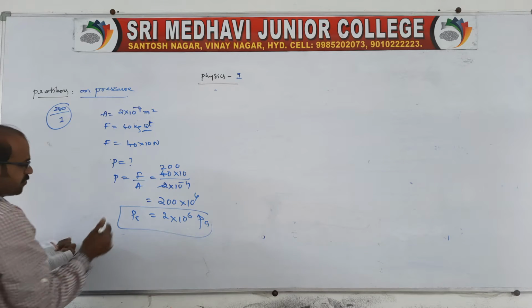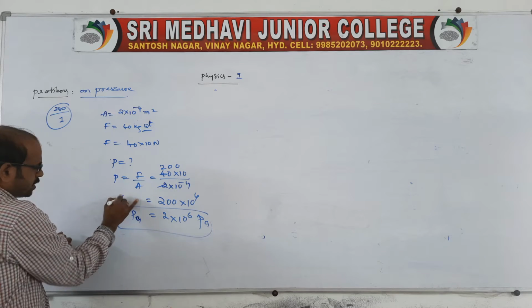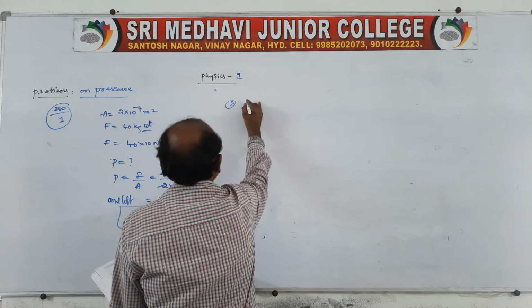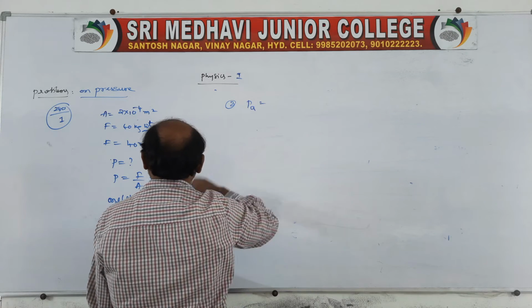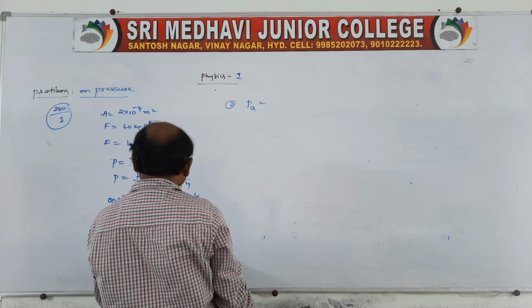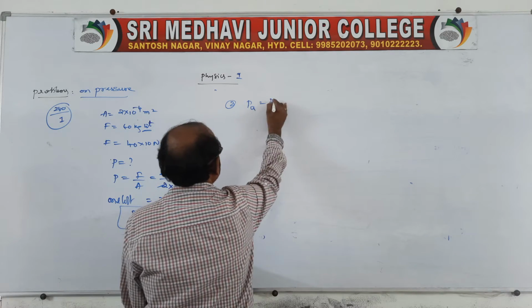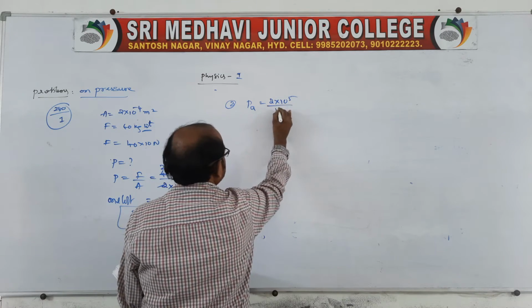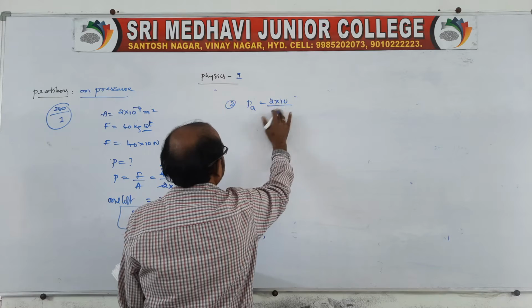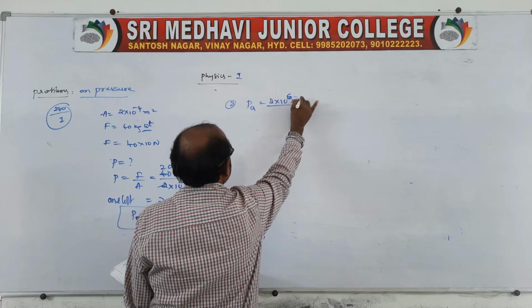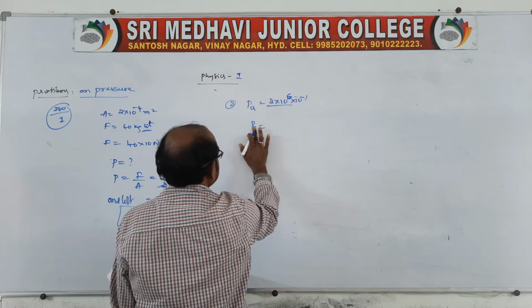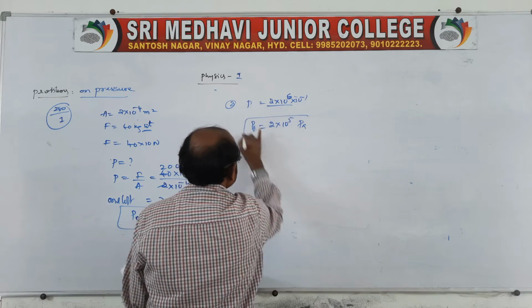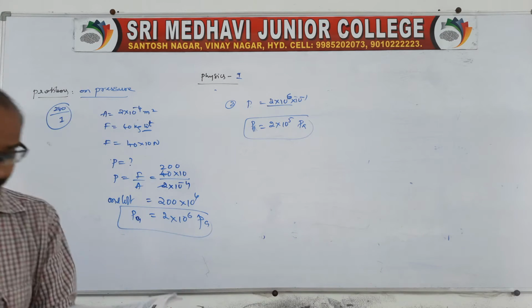This is for one leg. Human bodies have 2 legs, so we take the pressure using 2 legs. We write 2 into 10 power 5, because here we are taking only one area. So the pressure, by using 2 legs, is 2 into 10 power 5 pascals.